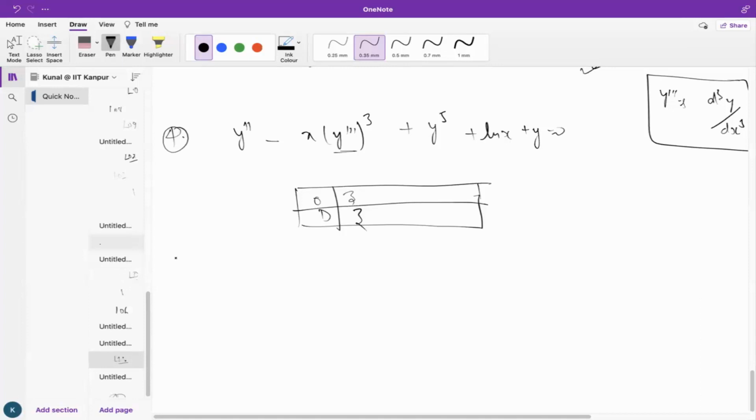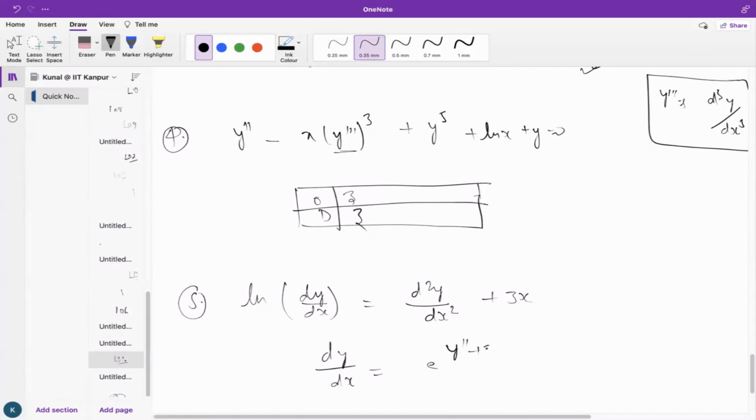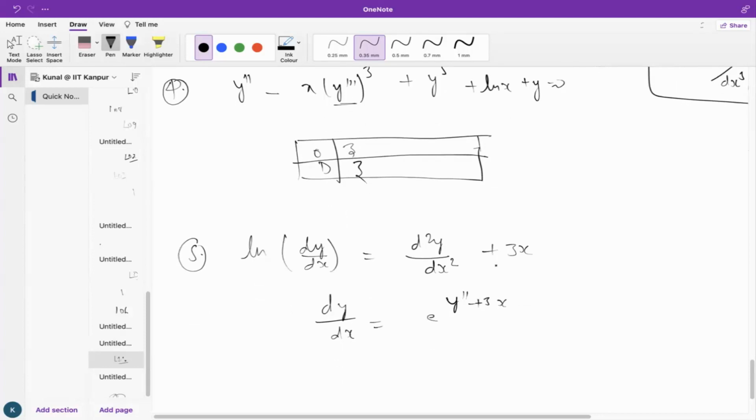Look at your question number 5. Our question is log of dy by dx is equal to d square y by dx square plus 3x. Okay, so here is one thing, first we have to free this dy by dx term. So we get e to the power y double dash plus 3x. From now on look at here, this is actually the highest differential coefficient present in this equation, so the order will be 2, right? But if you look at, its power is 1.